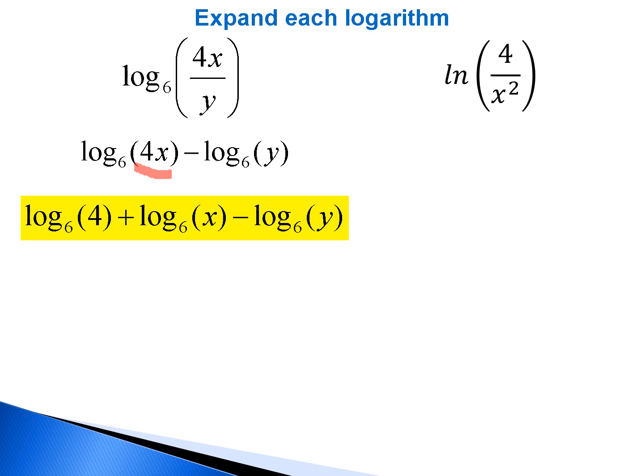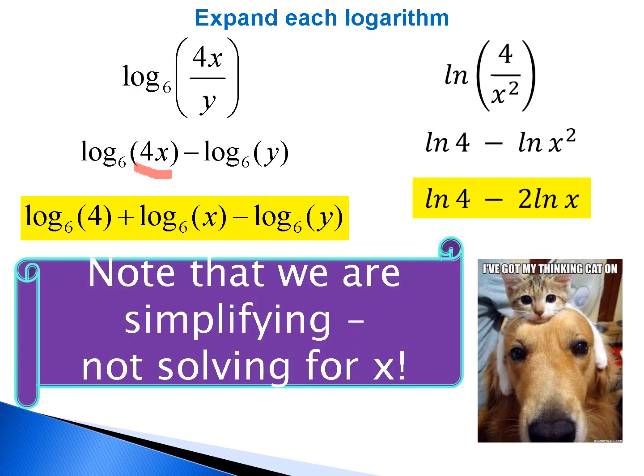Let's look at our next example. The natural log of 4 divided by x squared. Remember, the first thing you want to take care of is get rid of that division. So we change that to be natural log of 4 minus natural log of x squared. Now we're still not as expanded as we can be because one of our arguments has an exponent. So I'm going to take that 2 and I'm going to send it down to be in front of the natural log of x. So that becomes the natural log of 4 minus 2 times the natural log of x. Again, still simplifying, not evaluating.